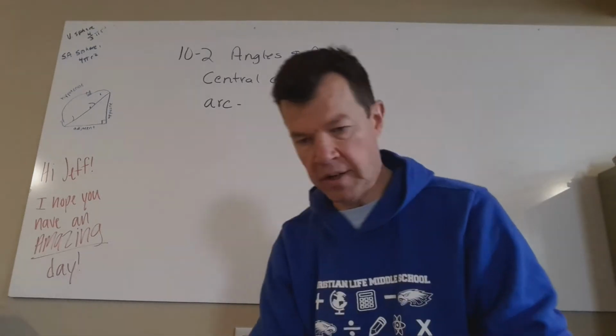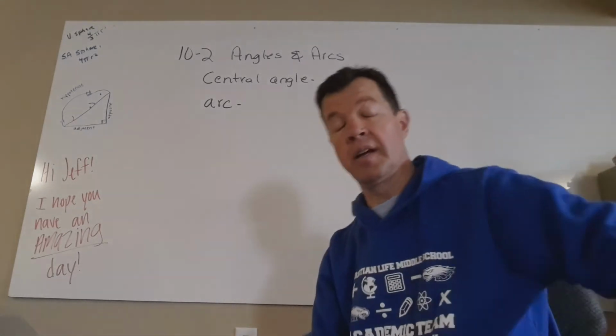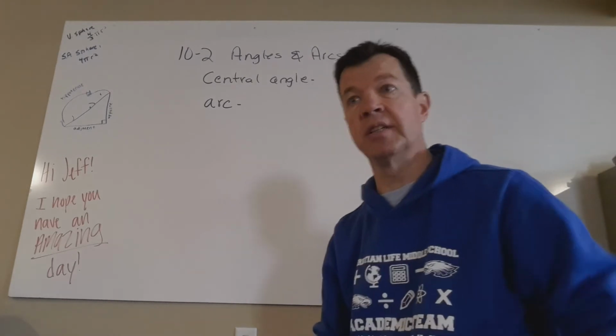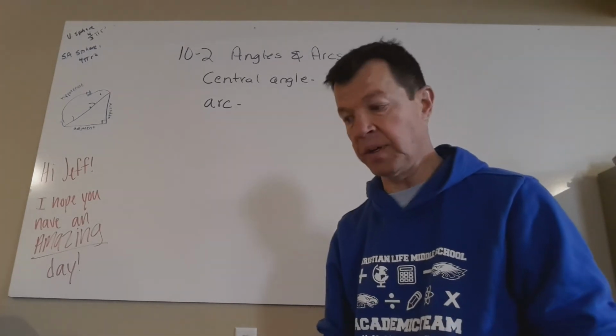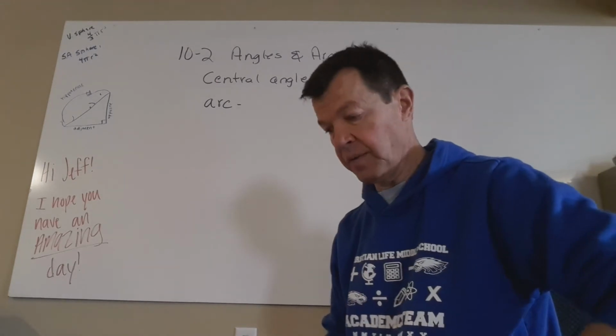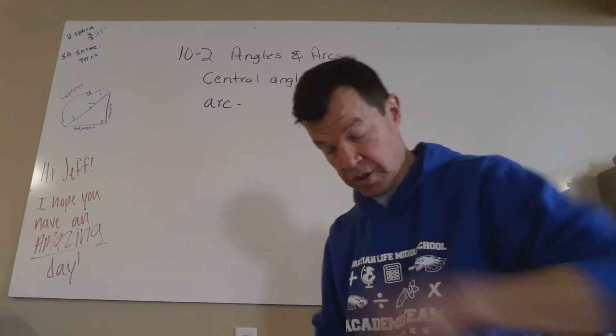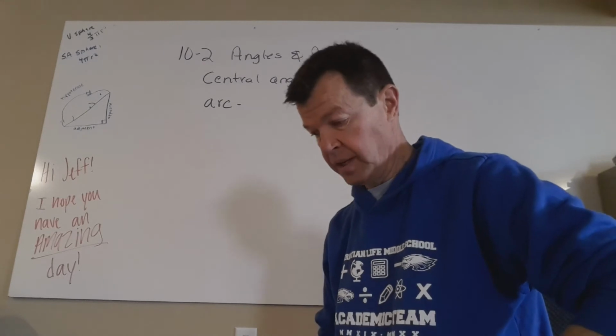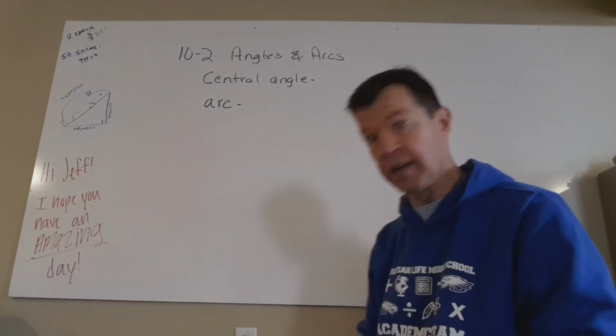Hello, we are starting chapter 10, and we already did section 10.1, which just deals with radius and diameter. We had done that before. I don't think there's any reason to go back over it. But anyway, we will start section 10.2, which deals with central angles and arcs.